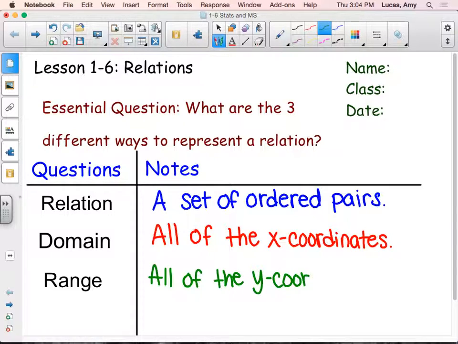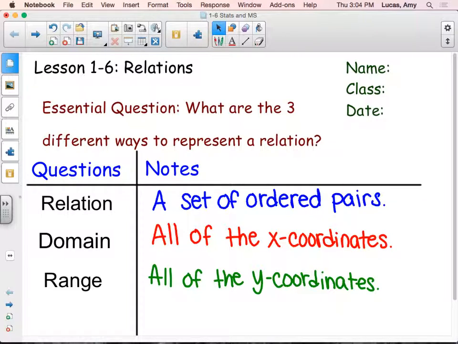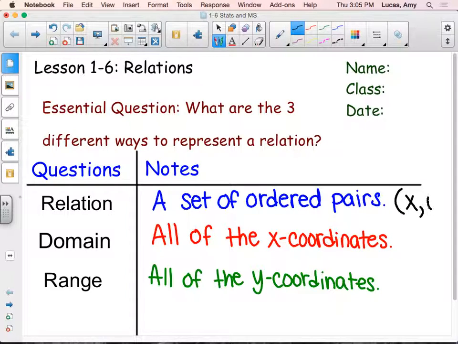Later in this course, these definitions will get a little bit more complicated, but for now, this is all that we need. So a relation is a set of ordered pairs. Remember, ordered pairs always have an x coordinate followed by a y coordinate. If we pull out all of the x coordinates, we have what we call the domain for our relation. And if we pull out all of the y coordinates, we have what we call the range of our relation.